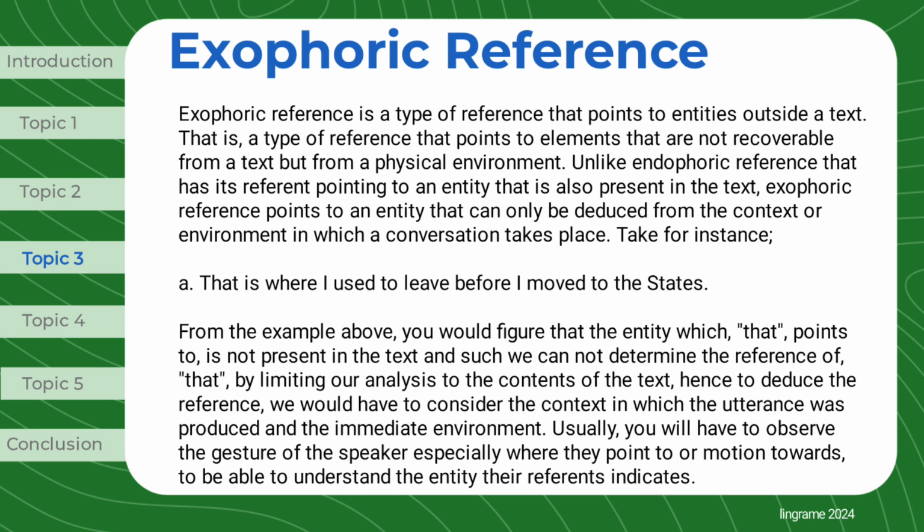From the example above, you would figure that the entity which that points to is not present in the text, and as such we cannot determine the reference of that by limiting our analysis to the contents of the text. Hence, to deduce the reference, we would have to consider the context in which the utterance was produced and the immediate environment. Usually, you will have to observe the gesture of the speaker, especially where they point to or motion towards, to be able to understand the entity their reference indicates.